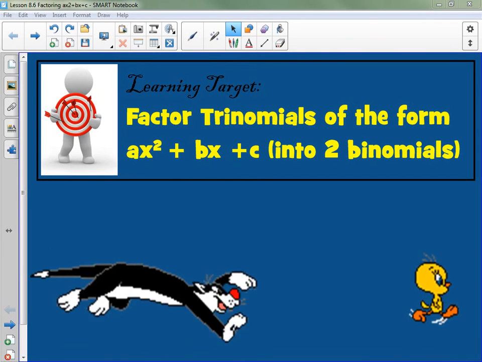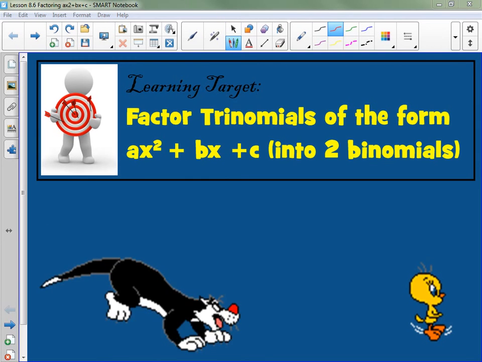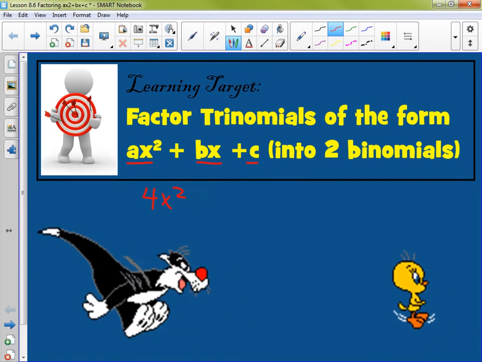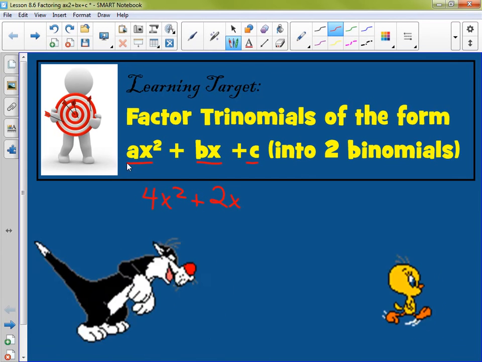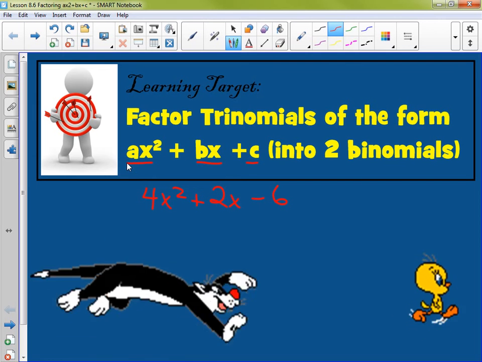Alright, you factored trinomials, the easy ones, and now it's time for you to factor the more difficult trinomials, the ones that are in the form ax squared plus bx plus c. An example would be like 4x squared plus 2x minus 6. And you're going to do this using the same method.